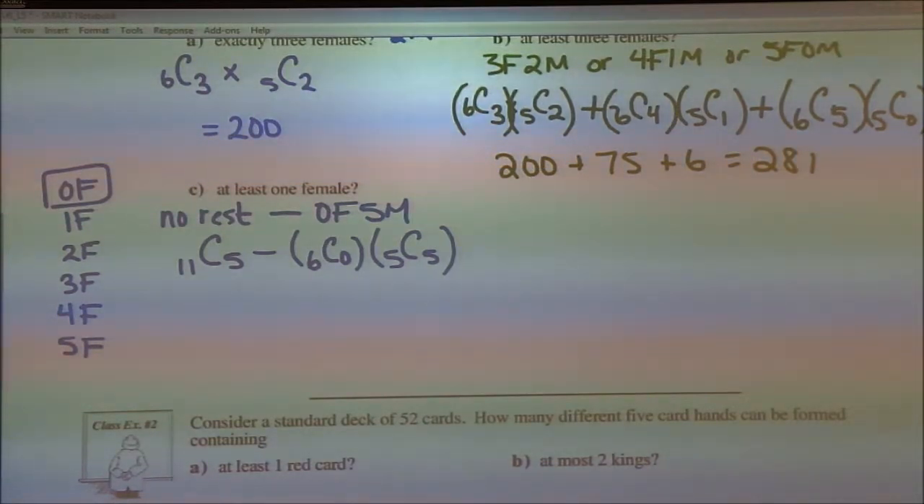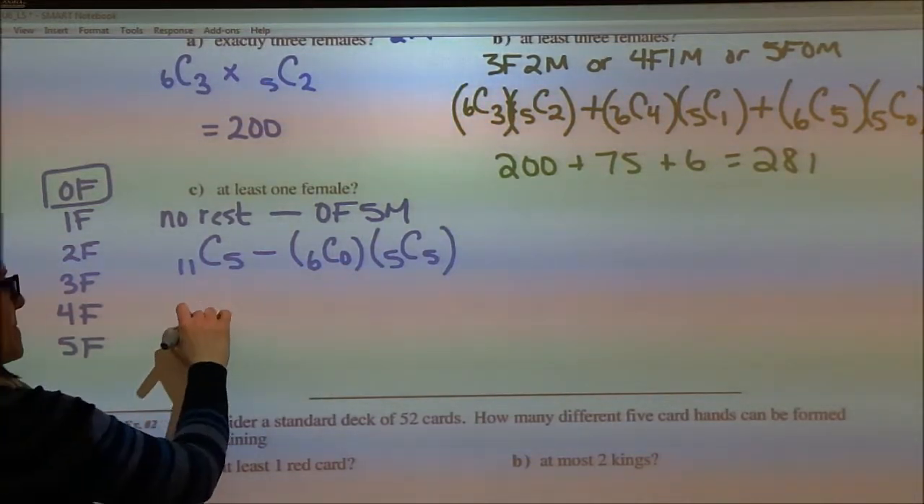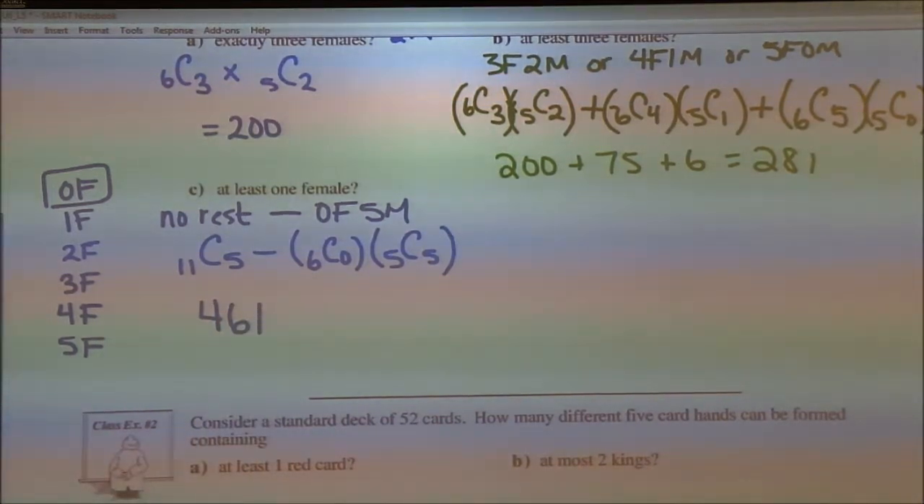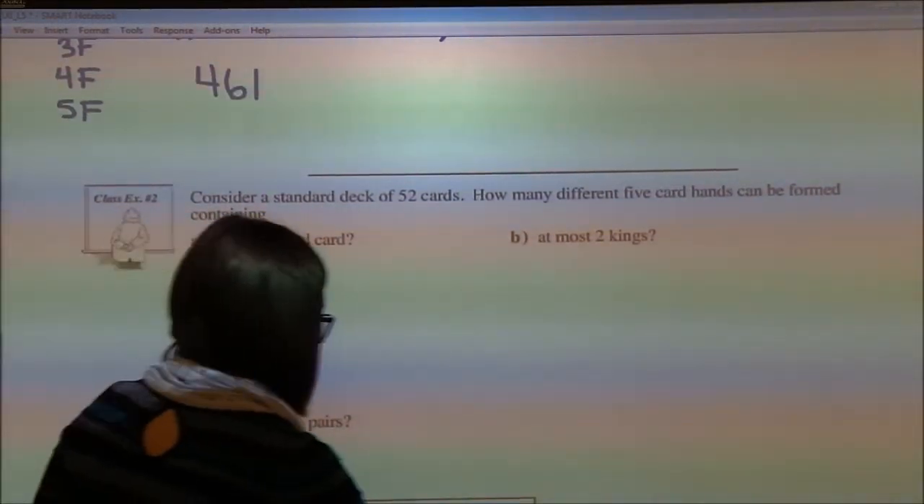What'd you get? Because there's 462 possible committees using no restrictions, and there's only one way that I can pick all 5 guys. So when you're looking at these at most or at least problems, also consider that instead of going through all the steps, maybe it's shorter to think of no restrictions minus what we call the complement. Okay?